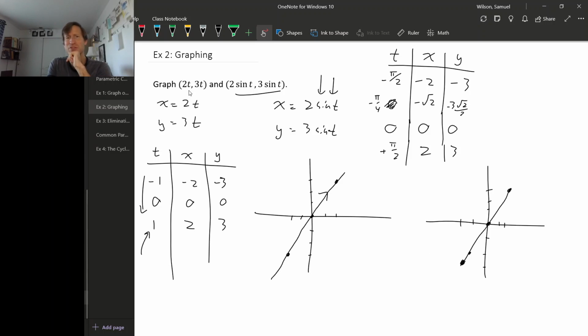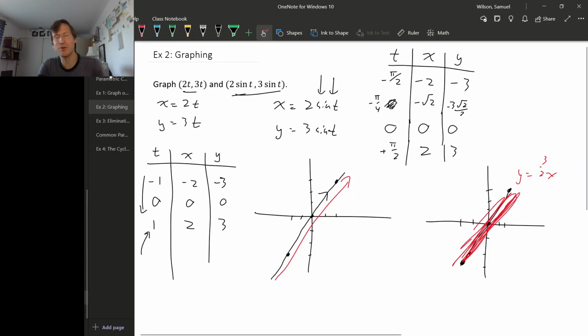Both of these parametric curves trace out the same graph on the xy plane, but they trace it out differently, right? This first parametric curve, it just goes up and to the right. And the second parametric curve, it kind of bobs back and forth like this, right? It keeps retracing the same ground, but it stays on this line, y equals, I guess it's 3/2 x, and it just bobs back and forth.